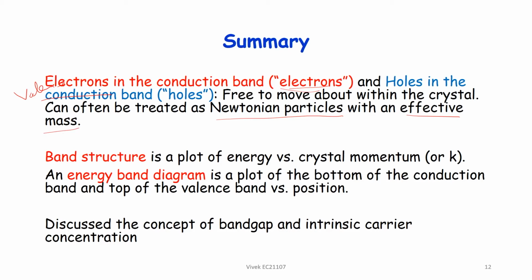Now there are two terms here, please remember. One is band structure, the other is energy band diagram. Band structure is basically the E-k diagram. It's a plot of energy versus momentum, h bar k. So it's the E-k diagram, that's why you see those curves here, right? But the energy band diagram is the plot of the bottom of the conduction band and the top of the valence band with position. So this is energy versus position, x or whatever. So we have discussed the concept of band gap and intrinsic carrier concentration.